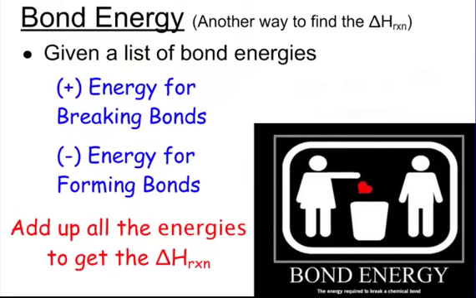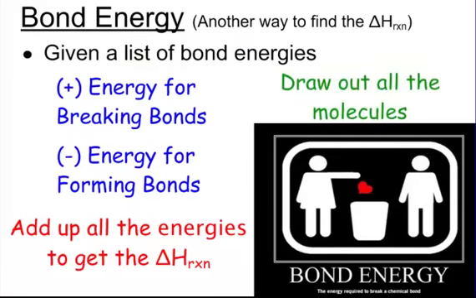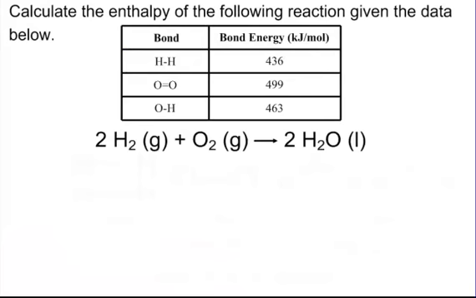A really good point to keep in mind with these types of problems that helps me out is I like to draw out all my molecules. It helps me out big time. Let me give you an example of a bond energy type of problem, and we know it's a bond energy type problem because they gave us a list of bond energies. If they give you a table of bond energies, guess what? You're not doing products minus reactants. You're not doing Hess's law. You're doing bond energies.